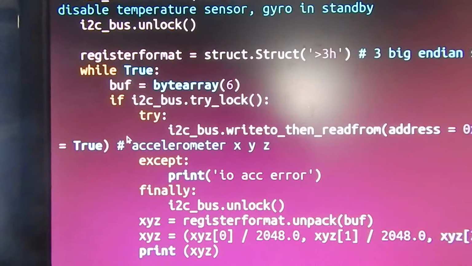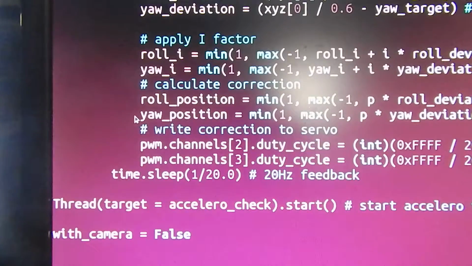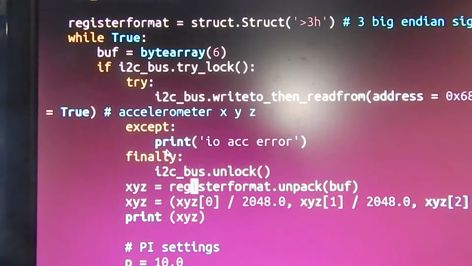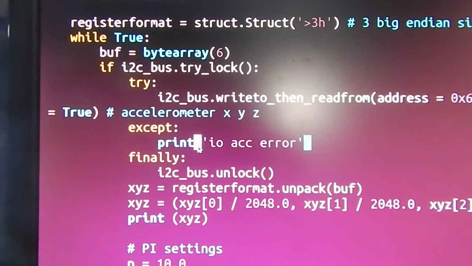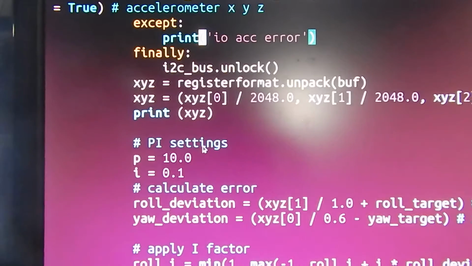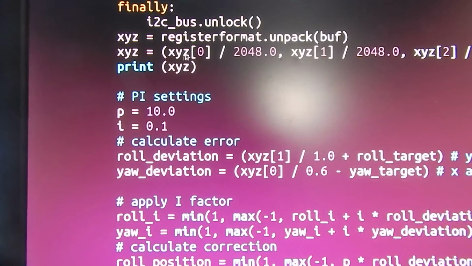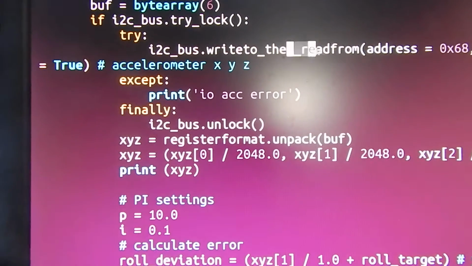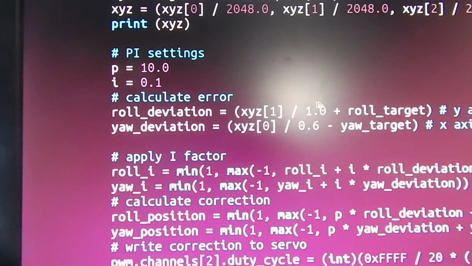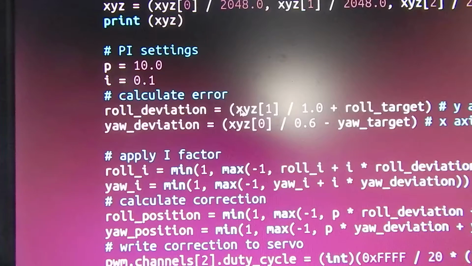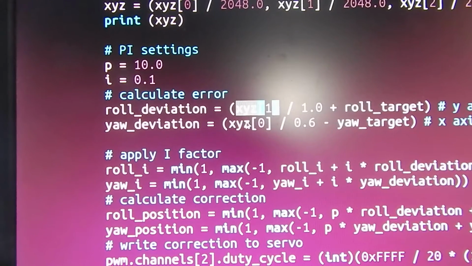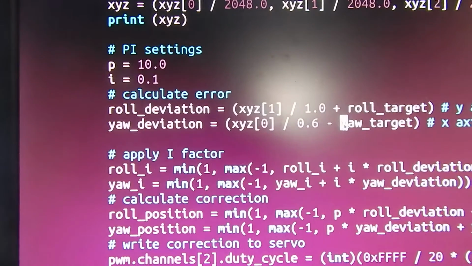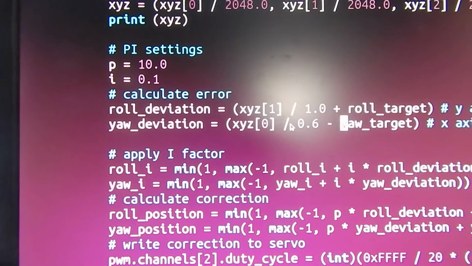And then I have a rather sophisticated PI controller algorithm. So a PI controller calculates the deviation. So I'm reading out the accelerometer values from I square c, and then the x-axis minus my yaw target result in the yaw deviation.